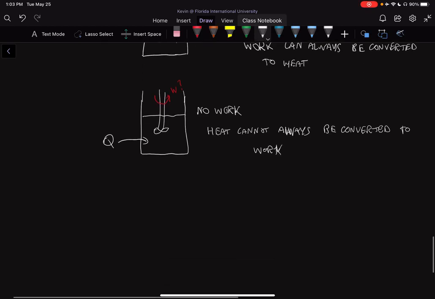And the question is, can we convert heat into work? Well, the answer is that we need a special kind of system to convert heat to work. So we can say that converting heat to work requires a system called a heat engine.